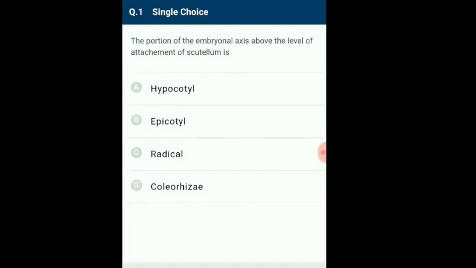Question number 1. The portion of the embryonal axis above the level of attachment of scutellum is. The portion of embryonal axis above the level of the cotyledons is the epicotyl, which terminates with the plumule or stem tip. The cylindrical portion below the level of the cotyledon is the hypocotyl, that terminates at the lower end in the radicle or root tip. So the answer for this question is option B, epicotyl.